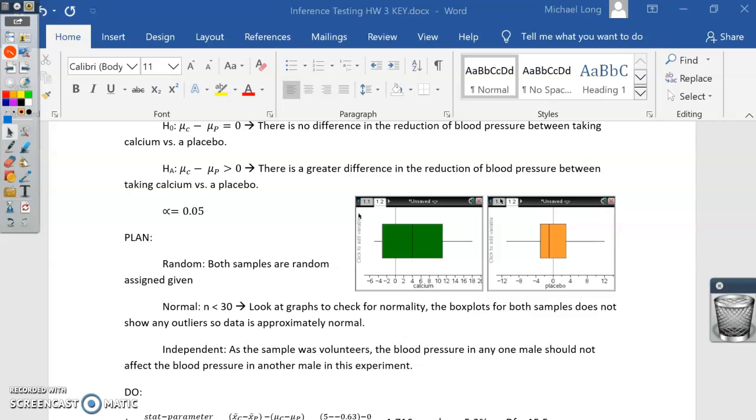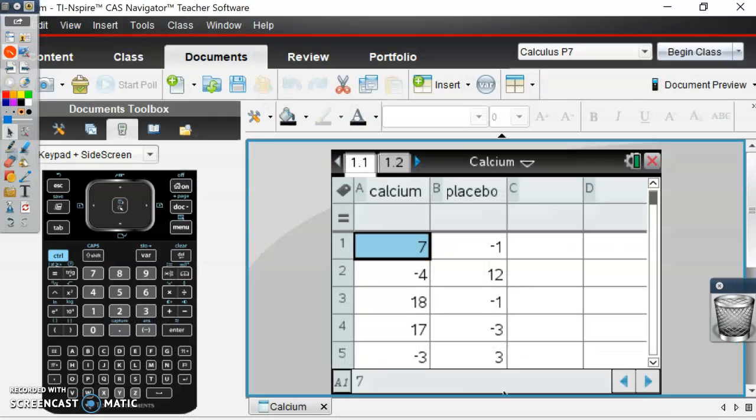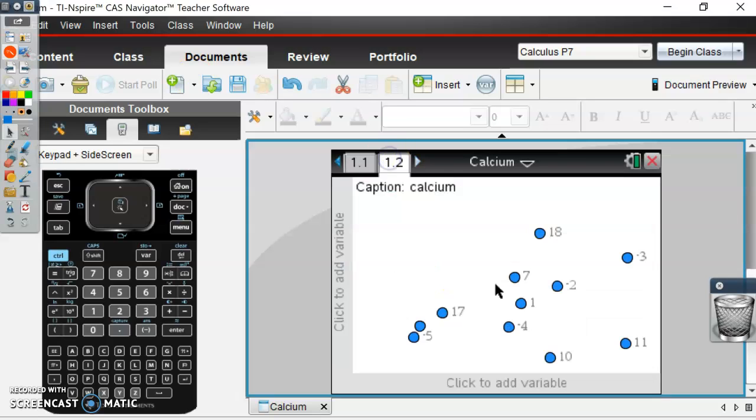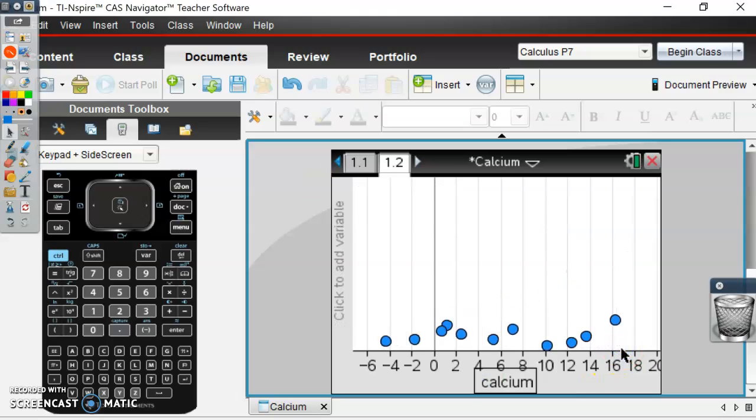The calcium group, if you remember, was only 10. I believe it was only 10 people, and the placebo group was 11. So both of those are less than 30. So we need to make some graphs here, which I have the graphs here, but I'm going to show you how to do that on the calculator. So I have the data listed here. So again, I created a list and spreadsheet page. And now I'm going to go to the data and statistics page, and I'm going to actually create the graphs. So the first graph I'm going to look at is the calcium group.